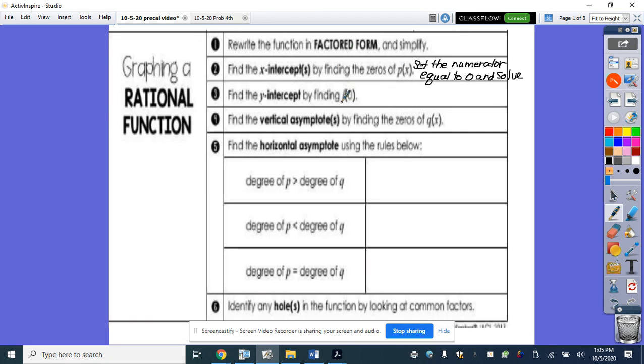The y-intercepts, you're going to fill in 0 for x and solve. For your vertical asymptotes, I'm just going to write this over to the side because I know you're not going to be able to see it. For the vertical asymptotes, you need to set the denominator equal to 0 and solve.